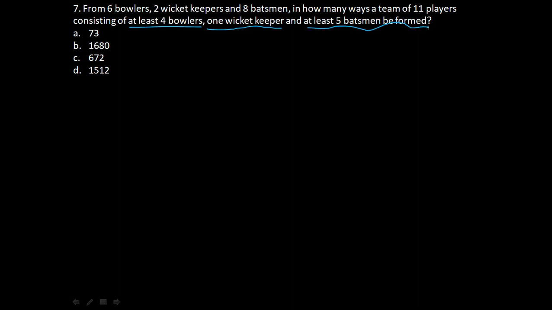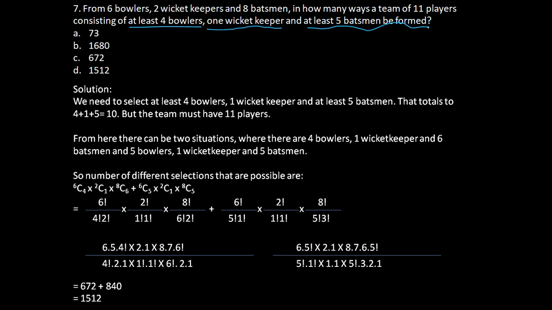Now let us try to see it in details. Solution এ দেখো ফার্স্ট লাইনটা কি বলছে, we need to select at least 4 bowlers, যেটা এখানেই বলছে কোশ্চেনে, 1 wicket keeper and at least 5 batsmen, that totals to কতজন? 4 bowlers যদি আমি মিনিমাম নেই, 1 wicket keeper নেই আর 5 batsmen নেই, then 4 plus 1 plus 5 equals to 10, কিন্তু আমাদেরকে টিম 11 জনের বানাতে হবে, so that means that extra one player, ওটা কোথা থেকে আসতে পারে? It can be from bowlers, it can be from batsmen.